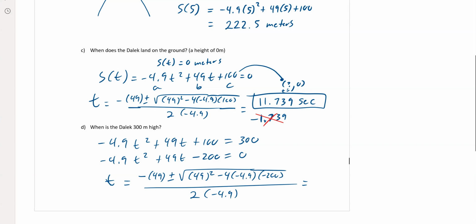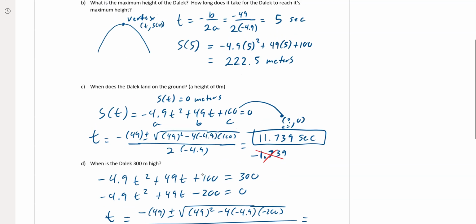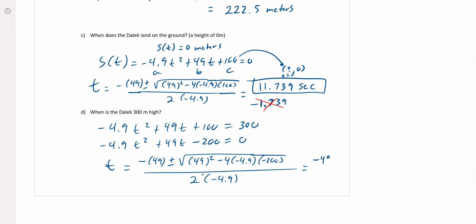So let's see what happens to the inside. So if we take 49 squared and then put a minus, we simplify that radical, what we're ending up with is this. This is negative 49 plus or minus the square root of negative 1519 over negative 9.8. This is not real. It's imaginary, which means we're not going to hit it. Our 300 is too high. Too high. So what does that mean? It's not going to hit.